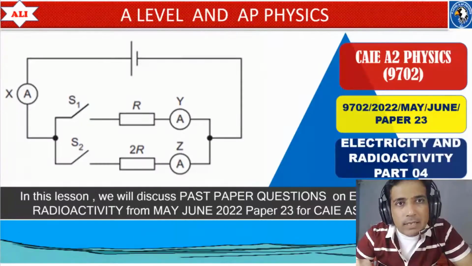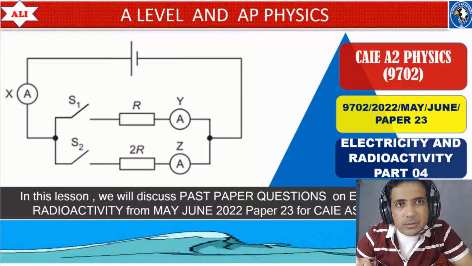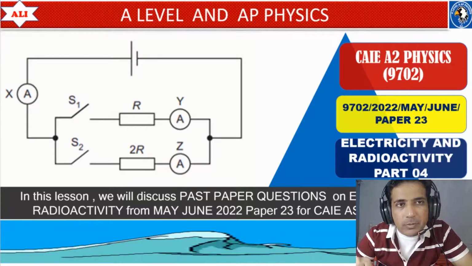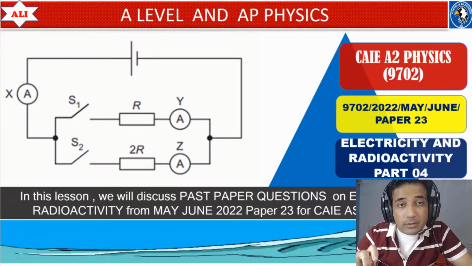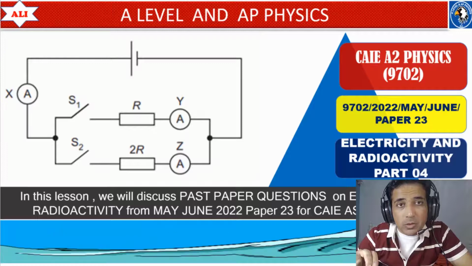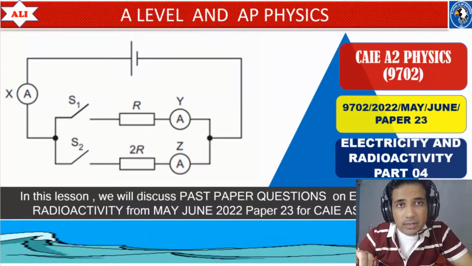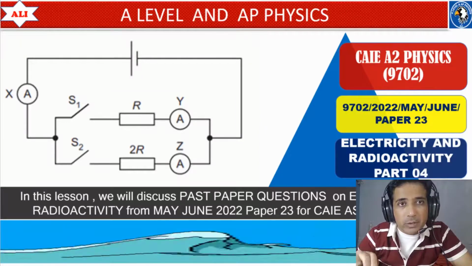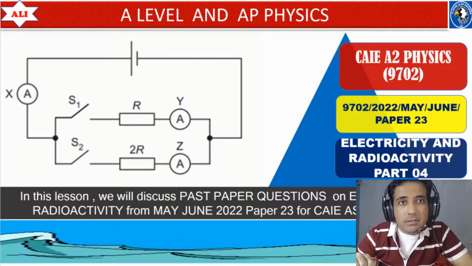Welcome to A-Level and AP Physics. In today's class, we will discuss past paper questions on electricity and radioactivity from June 2022, paper 2. In this class, we will discuss concepts about these 2 topics, electricity and radioactivity. And we will try to improve our understanding of these 2 topics by solving past paper questions. Let's study together. Let's improve together.